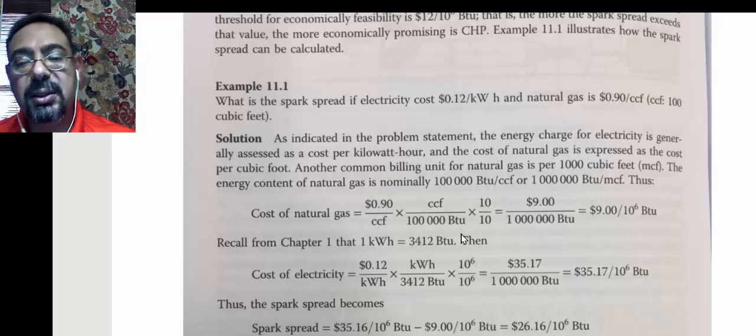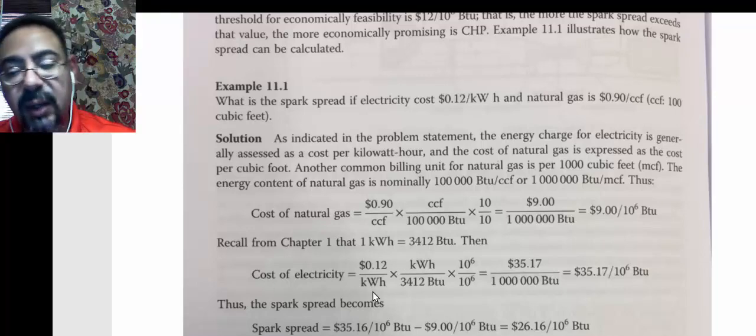But the point is, after a bunch of conversions, you'll be able to calculate the price for 1 million BTU. So $9 for natural gas, and the cost of electricity, 12 cents per kilowatt hour in this example. In Oklahoma, it's like 11 point something.